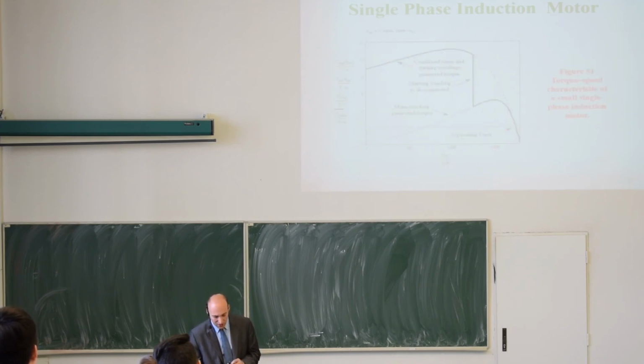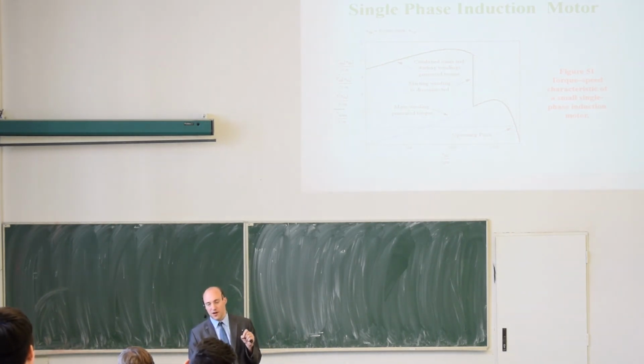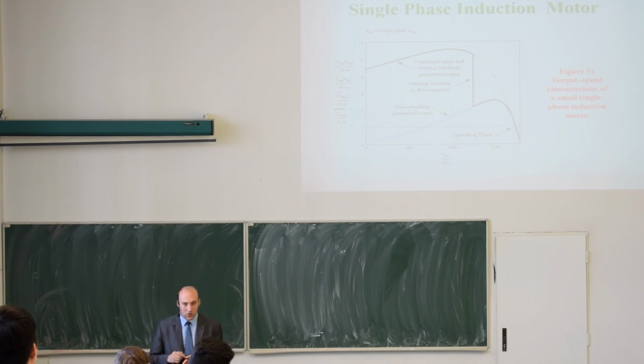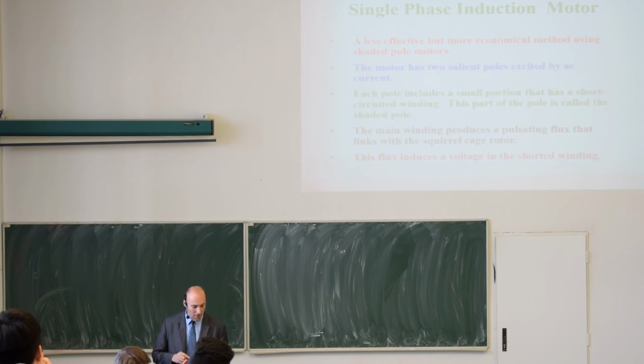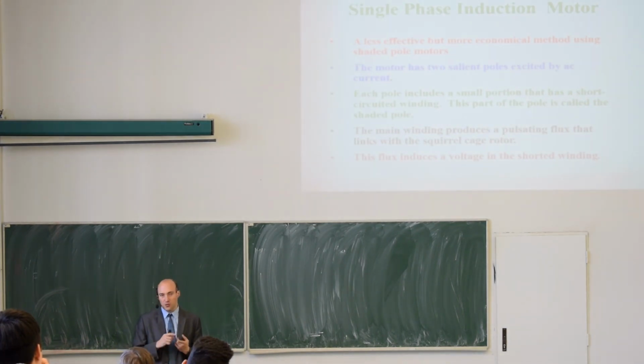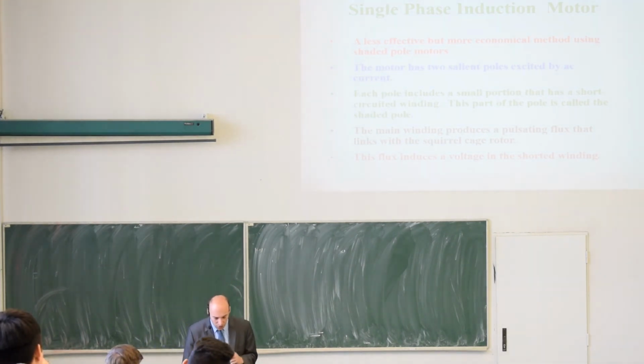This is used for motors maybe up to 500 watts, one kilowatt, but not much bigger. But on the other hand, it's not very useful to use this approach for very small motors. And by very small motors, I mean motors with power of 5 watts, 10 watts, something in this range. There are applications where you need this kind of small power. And in this area, it is better to use something that's called a shaded pole motor. And this is a modification of the single-phase induction motor.